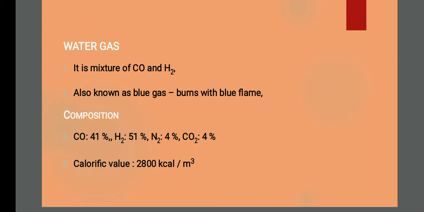Now we'll see the composition of water gas. The composition is found to be carbon monoxide 41%, hydrogen 51%, nitrogen 4%, carbon dioxide also 4%. So this is the composition of water gas. If you see the composition, carbon monoxide and hydrogen are 41 and 51, and nitrogen and carbon dioxide are found in a very small amount, 4%. Is it okay? The calorific value of water gas is found to be 2800 kilocalories per meter cube. Next we are going to see how to prepare this water gas.